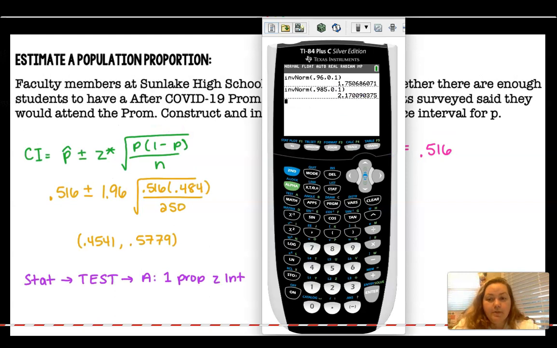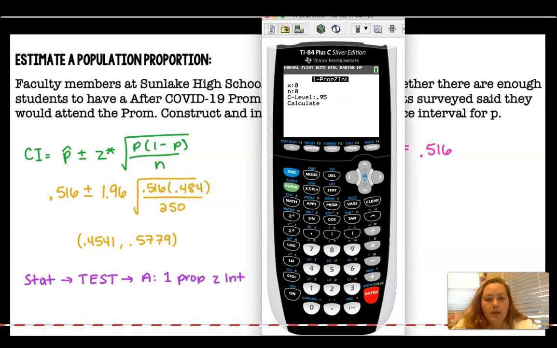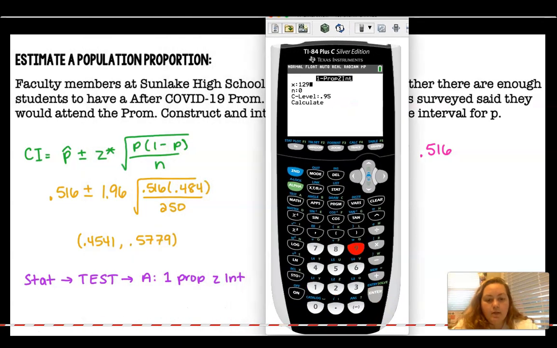All right, so I want to show you how you would do that in your calculator. We would do stat, go over to tests, and then go down until we find option A, which is 1-proportion z interval. x would be 129, n would be 250, and this was a 95% confidence level, so 0.95. Calculate, and we get our interval 0.45405 to 0.57795.